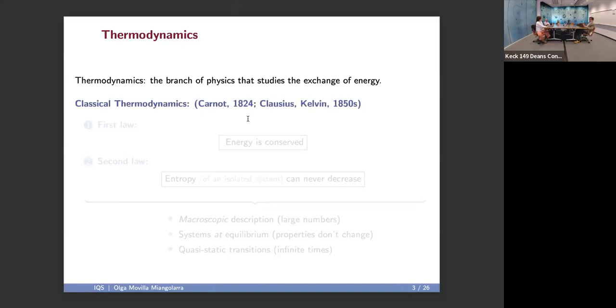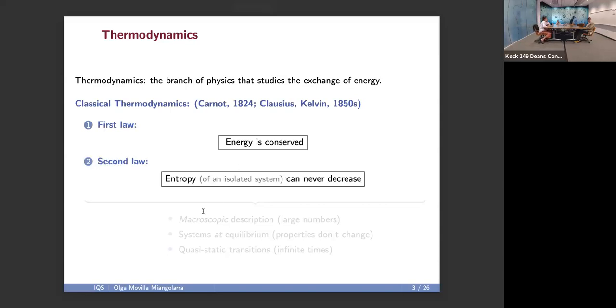It was born from the work by Sadi Carnot in 1824 and developed during the 19th century. So it was born as a very powerful framework and also an extremely practical one. Some of the most powerful statements are put together in the thermodynamic laws. We have the first law of thermodynamics, we all know about it, energy is conserved. And the second law of thermodynamics, which is the fact that the entropy of an isolated system can never decrease.